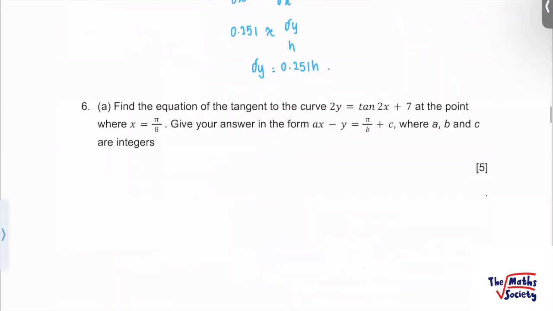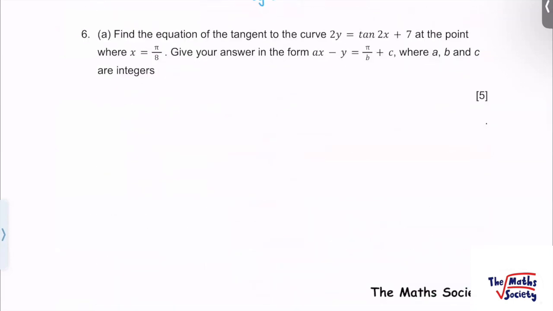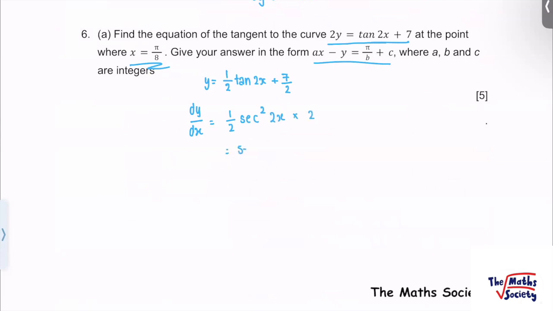And it says to find the equation of the tangent to the curve, this is number 6. So 2y equals tangent 2x plus 7 at the point where x is equal to pi by 8. Enter the form ax minus y equals pi by b plus c, where a, b, and c are integers. So firstly, we'll try to make it y. So y is 1 by 2 tangent 2x plus 7 divided by 2. So it's just 7 by 2. We're going to differentiate to find dy by dx. That's going to be 1 by 2 sec squared 2x multiplied by 2, so that's going to equal sec squared 2x, because it's going to get cancelled out.